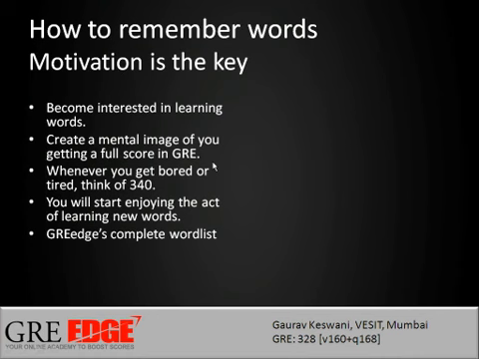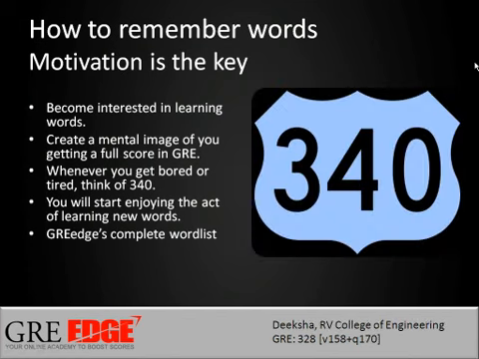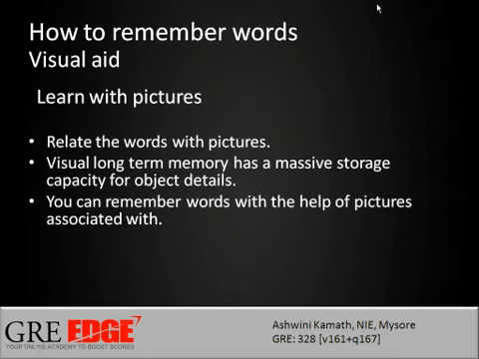Alright, so are we all clear, guys? How to remember words? You should be motivated. Motivation is the key. Wherever you see, you should see the magic number 340. Now, you can also learn with the help of pictures. That's very important. That's very effective. You relate the words with pictures because visual long-term memory has a massive storage capacity for object details. You can remember words with the help of pictures associated with it.